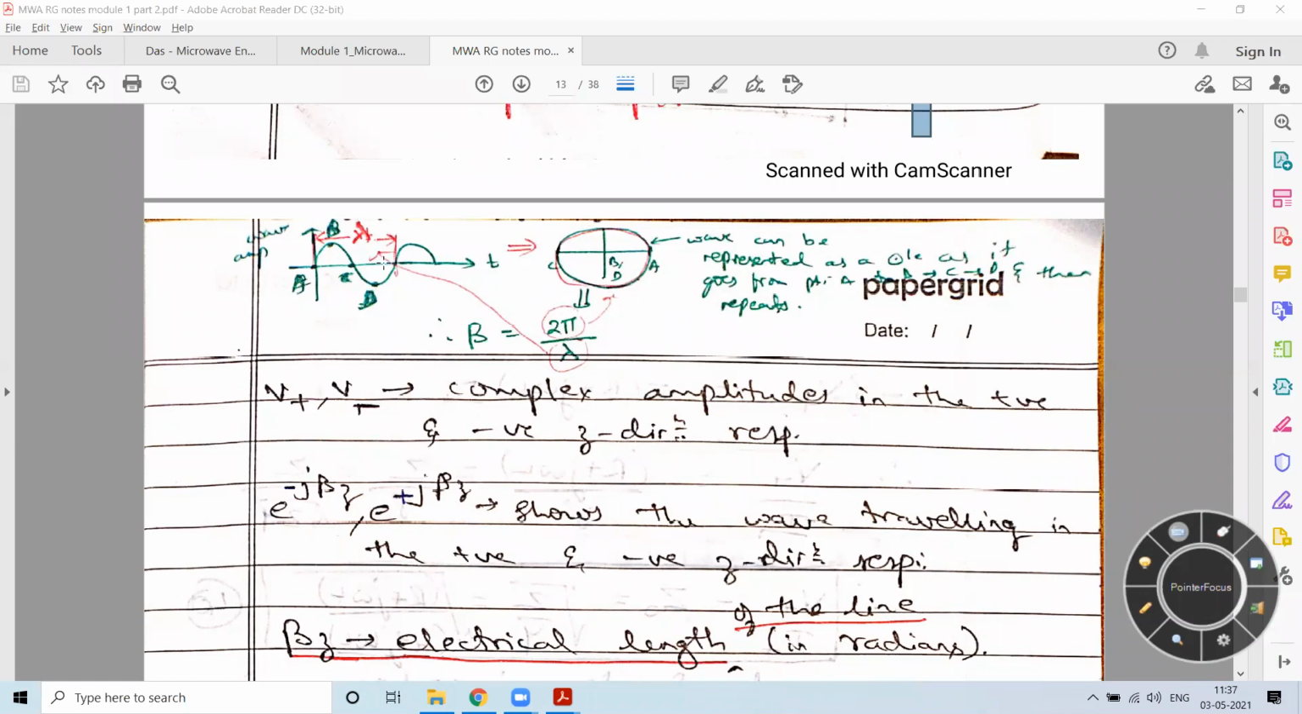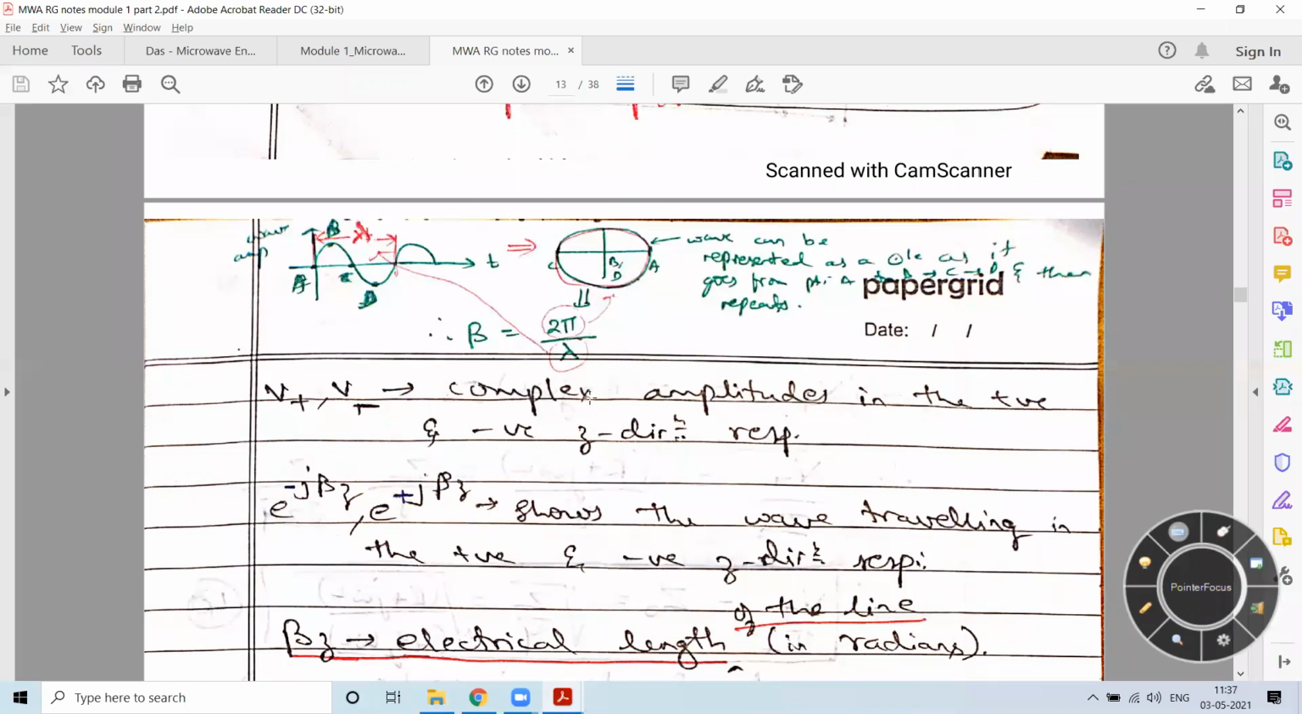But when we want to specify it in meters, it will be specified in lambda, that is the wavelength parameter. So if I have to traverse 2 pi radians, the wavelength of this wave will be lambda. So if I have to define beta, it will be the ratio of this distance in radians divided by this wavelength.